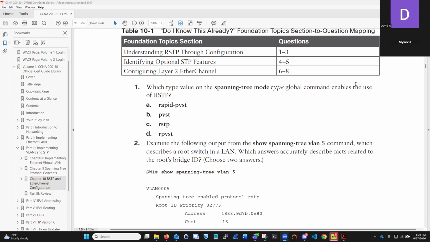So the command that you type in would be A, rapid-PVST. Remember during theory, this is how you remember it: Cisco combined rapid spanning tree with per VLAN spanning tree. Oh, it's per VLAN. Yes, PVST, per VLAN spanning tree. So it's A.